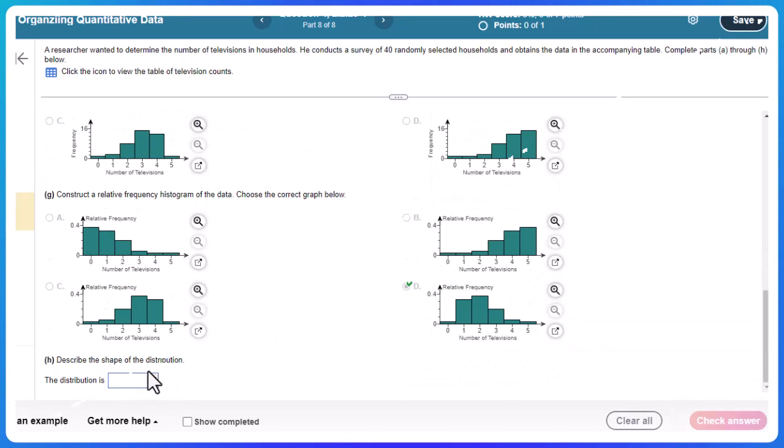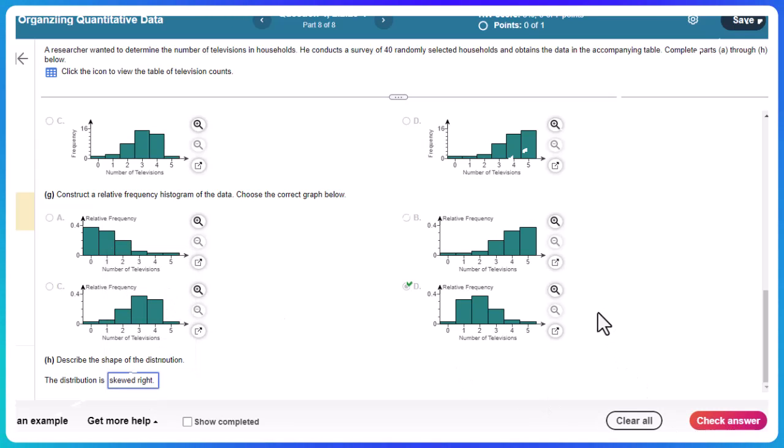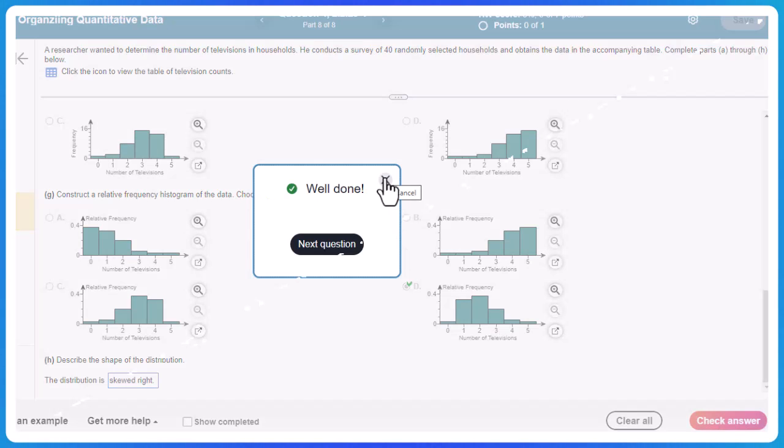Describe the shape of the distribution. So this is going to be a what? It's skinny on the right, so slight right skew. Let's see what we got here. Skew to the right. Now sometimes these are open for interpretation and somewhat subjective. Here we go. All right, so I hope that helps.